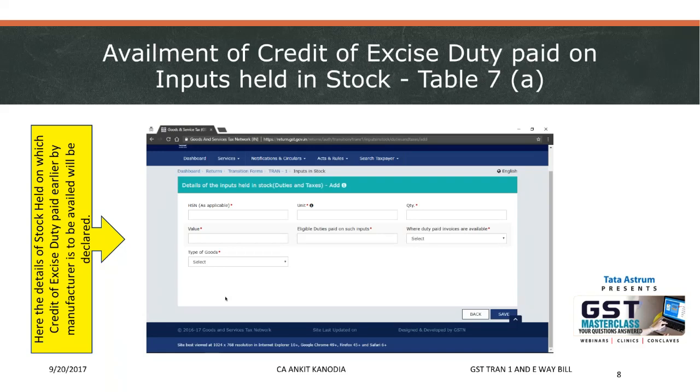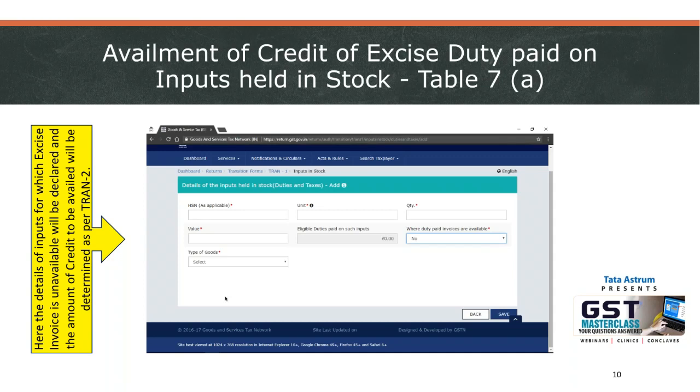If you select yes, then no issue. You have to give the details. Nothing has to be mentioned here. If duty paid documents are not available, then the same would be allowed to be taken as credit only after you file TRAN 2 on a 60/40 basis, which is also only available for a trader and not for a manufacturer. Type of goods, you have to select input, semi-finished goods or finished goods.